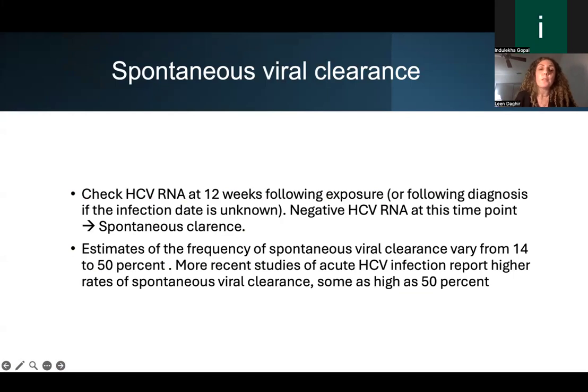For spontaneous viral clearance, check for hepatitis C RNA at 12 weeks following exposure, or following diagnosis if the infection date is unknown. A negative hepatitis C RNA at this time point indicates spontaneous clearance. Estimates of the frequency of spontaneous viral clearance vary from 14 to 50%. More recent studies of acute hepatitis C infection report higher rates of spontaneous viral clearance, some as high as 50%.